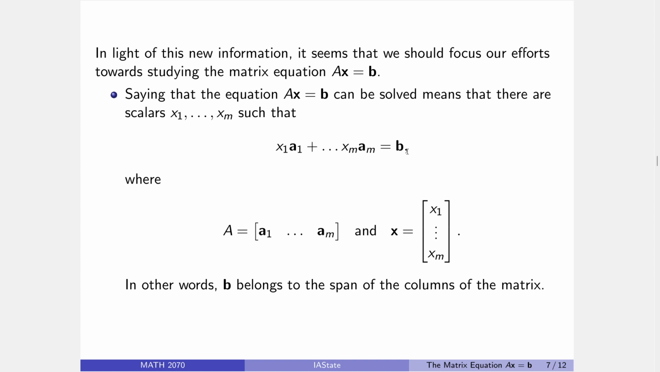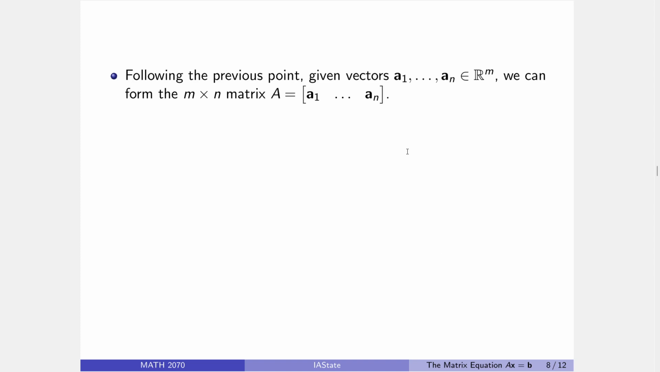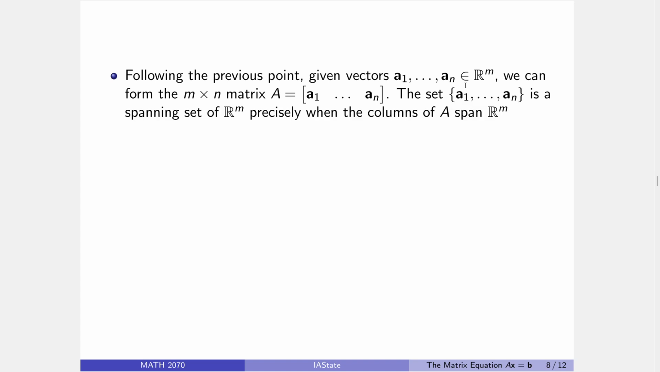This is the real powerful stuff here, because following that previous point, if I give you some vectors out of Rm, I can make a matrix, an m by n matrix. Again, m here is representing the number of entries, so it's the rows. N, I have n of them, so how many columns I've got. That set is a spanning set precisely when the columns of our matrix span all of Rm.